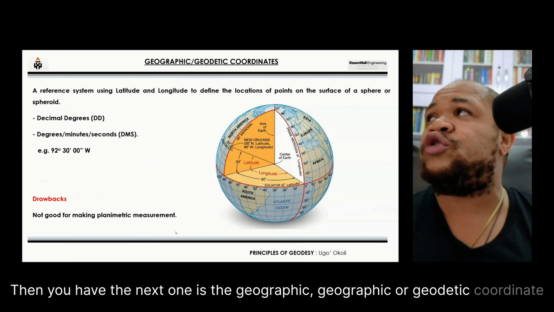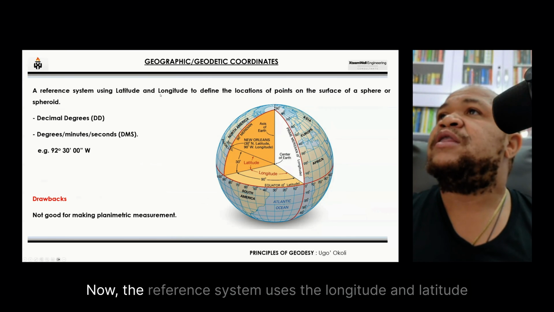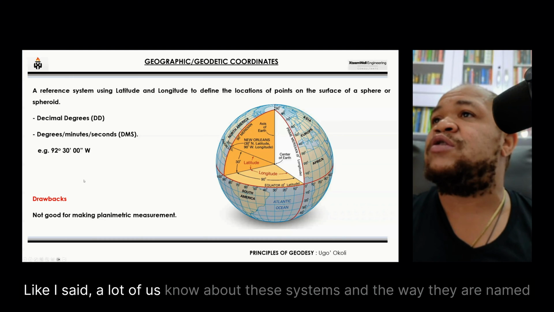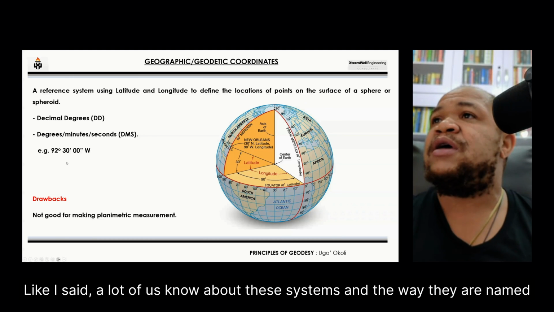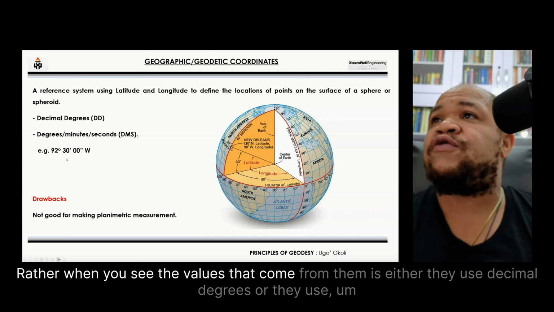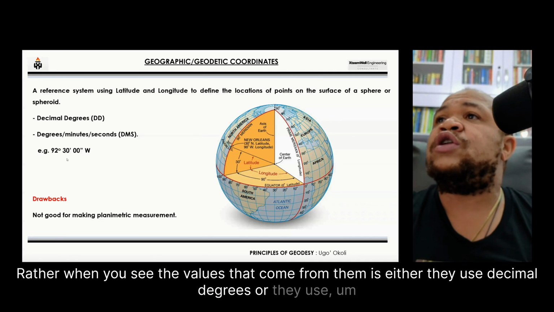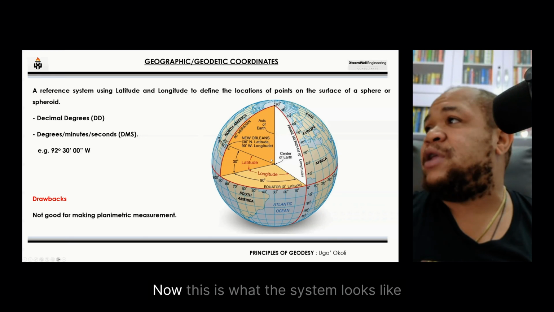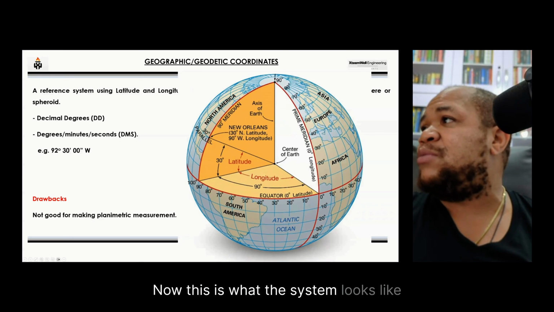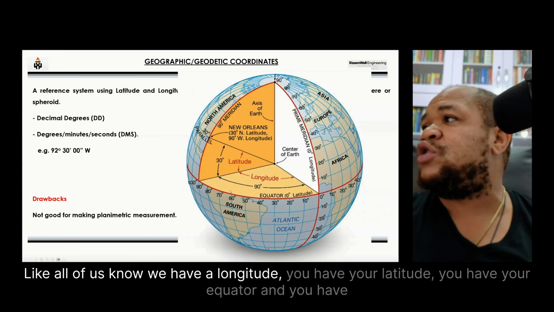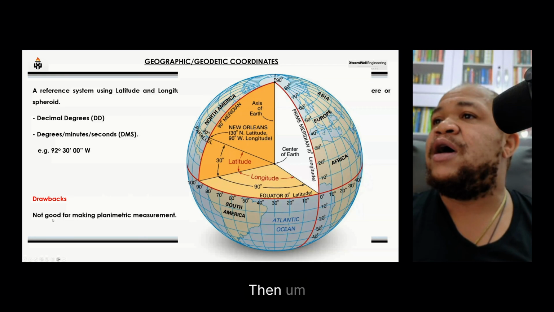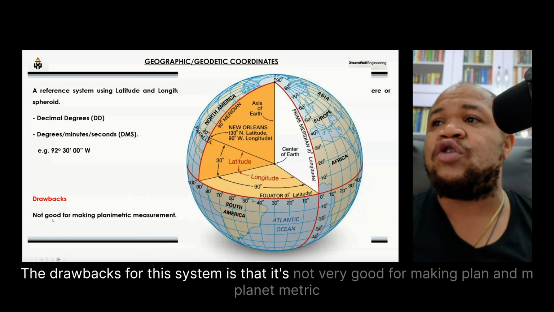geographic or geodetic coordinate. Now, the reference system uses the longitude and latitude. Like I said, a lot of us know about these systems and the way they are named. When you see the values that come from them, they use either decimal degrees or degrees, minutes, and seconds. Now, this is what the system looks like. Like all of us know, you have a longitude, a latitude, your equator, and your prime meridian. The drawback for this system is that it's not very good for making planimetric measurements.